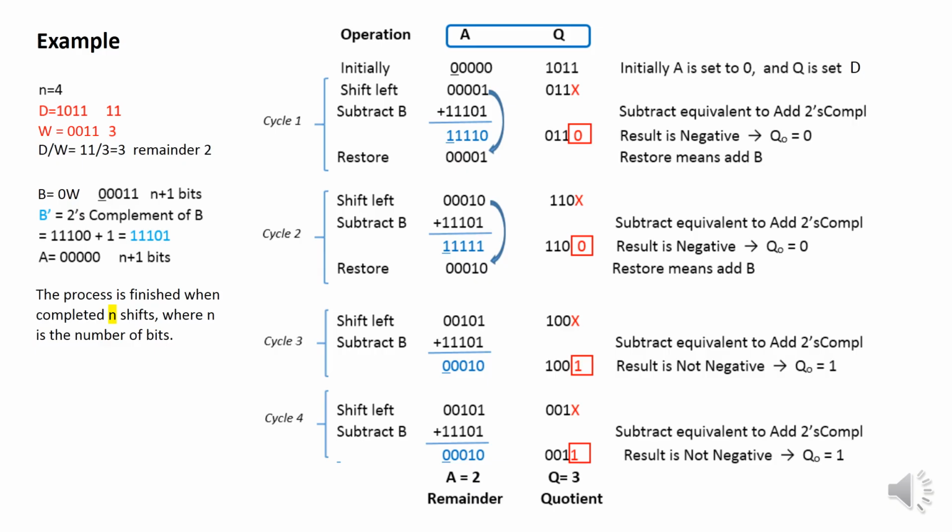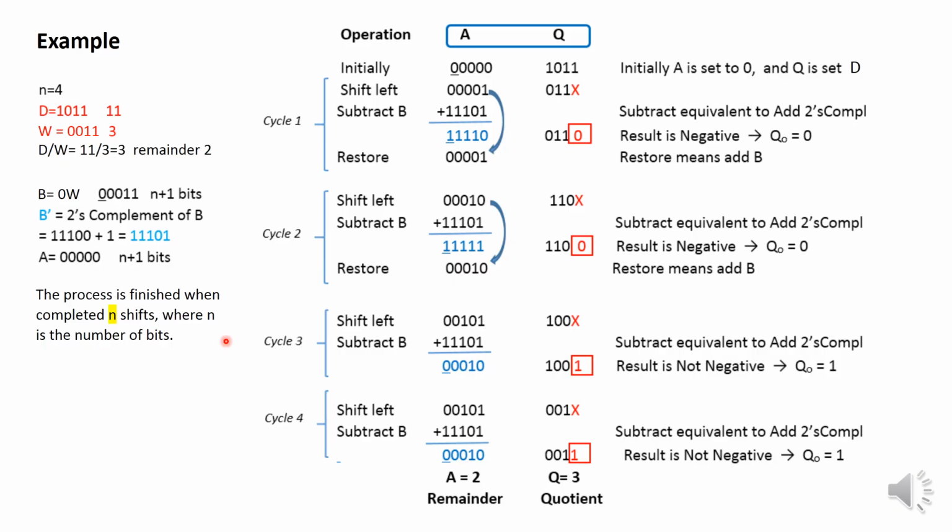Cycle 2. In the second cycle, again, we shift A and Q to the left, and then we subtract the divisor from A, which is equivalent to adding the 2's complement, 11101. This time again, the result is negative. Since it's negative, the quotient bit is set to 0, and we restore A to its previous value.